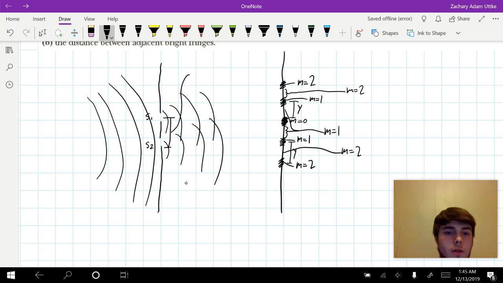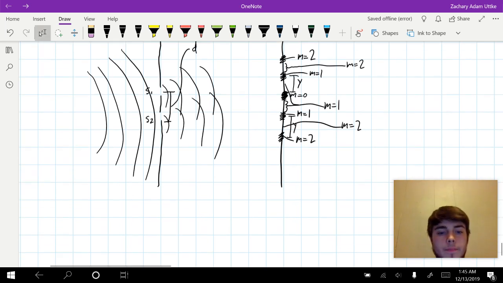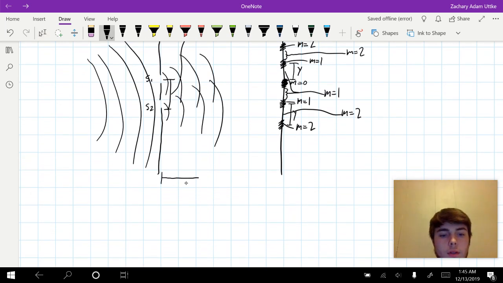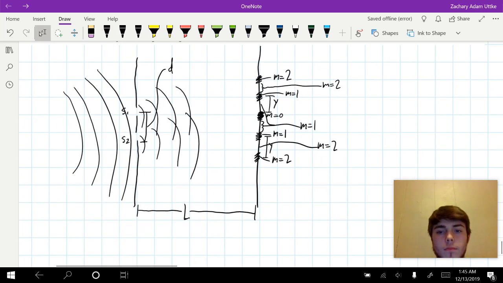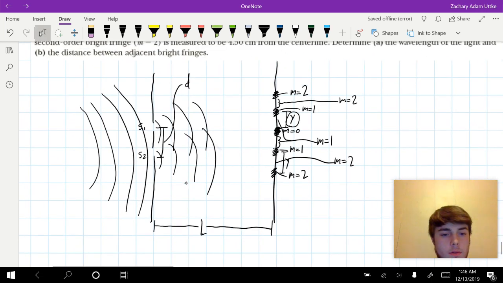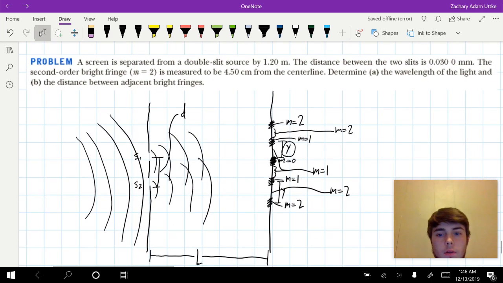Okay, so this is a pattern that we see, and the distance between the slits, this distance here, is given the symbol d. The distance from the slits to the screen is L. Like we said, the height difference between the fringes is going to be y. And of course, m is the number. It's the mth brightest fringe or mth darkest fringe.